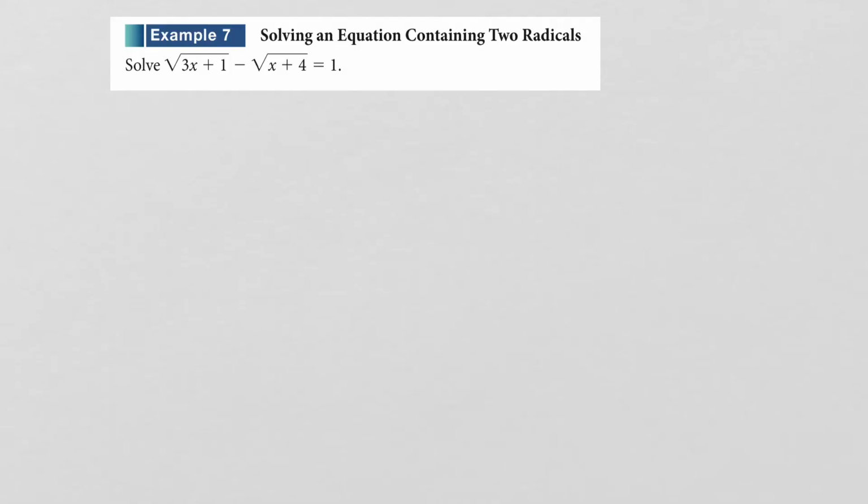Our next example is also an equation containing a radical, but this time we have two radicals. So notice that we have a square root here and also a square root here. When this is the case, what you want to do is isolate one of the radicals. So what I can do to both sides of the equation here is I can add the square root of x plus 4 to both sides of the equation. That is going to cancel this out.